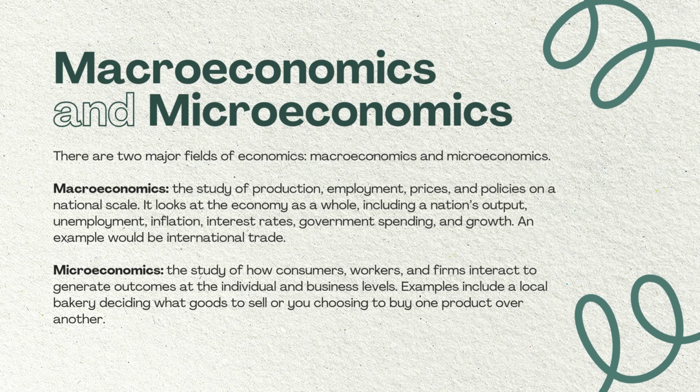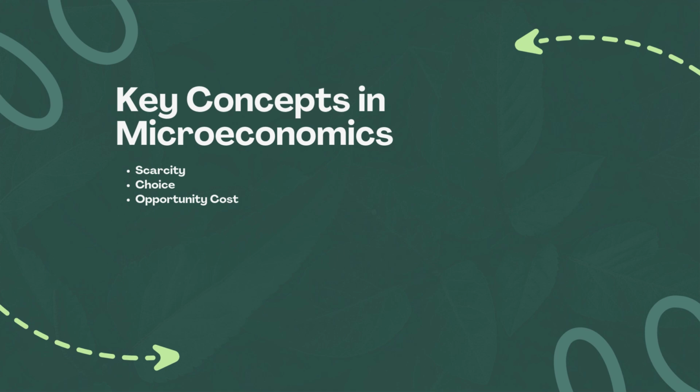To understand microeconomics, we need to start with some key concepts: scarcity, choice, and opportunity cost. Let us start with scarcity. Resources are limited. Whether it's money, time, or raw materials, we don't have unlimited access to resources. This limitation forces individuals, firms, and governments to make choices. The second concept is choice. Because resources are scarce, choices have to be made about how to use them.